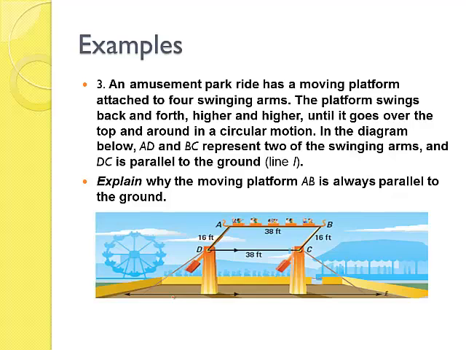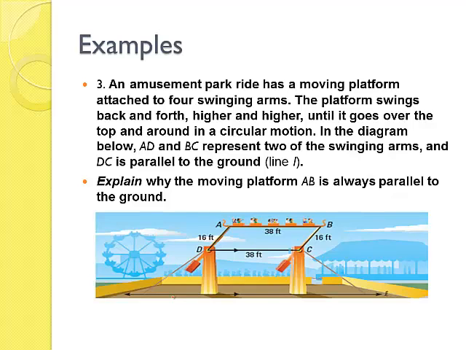Okay, so we have an amusement park ride with a moving platform attached to 4 swinging arms. The platform swings back and forth higher and higher until it goes over the top and around in a circular motion. In the diagram below, AD and BC represent 2 of the swinging arms, and DC, they tell you, is parallel to the ground. Explain why the moving platform, AB, is always parallel to the ground.